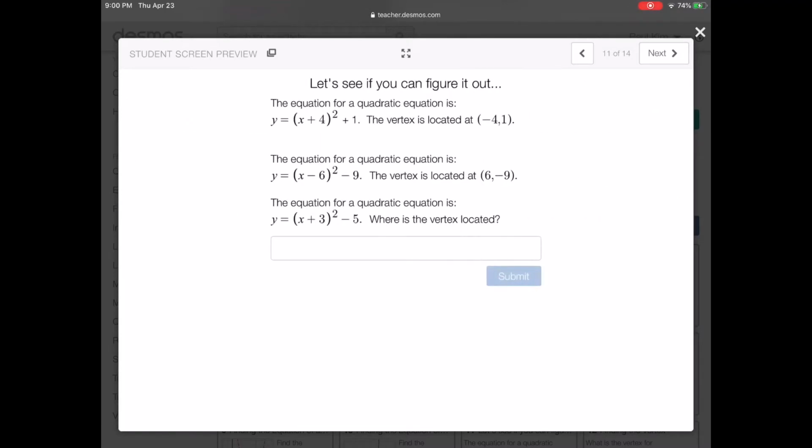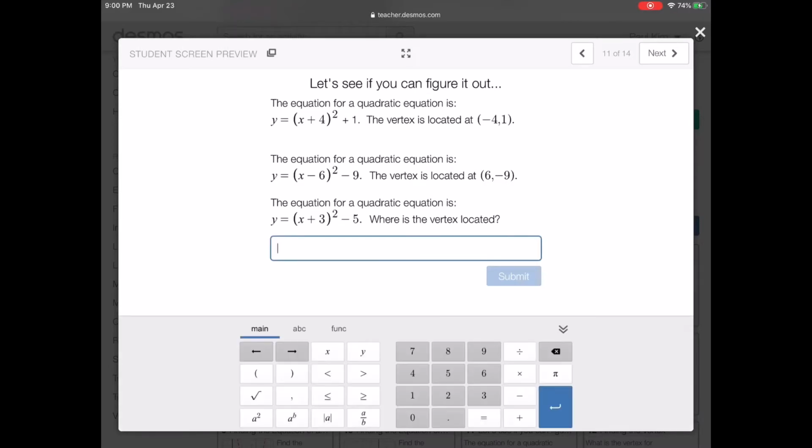Now here the equation for the quadratic equation is x plus 4 squared plus 1. The vertex is -4, 1. For the next equation, y equals x minus 6 squared minus 9, the vertex is located at 6, -9. The equation for the quadratic function is x plus 3 quantity squared minus 5. Where would the vertex be? Here you would want to say -3, -5.